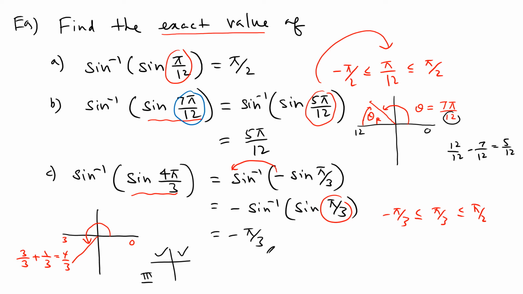So you can try this as an exercise. Let's say, for example, what is sine inverse sine of 13 pi over 7? You should get negative pi over 7 as the answer for this one.